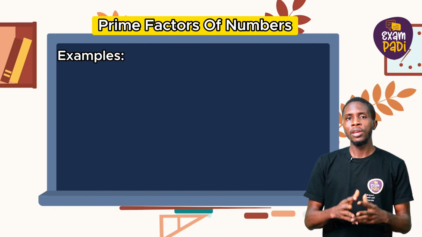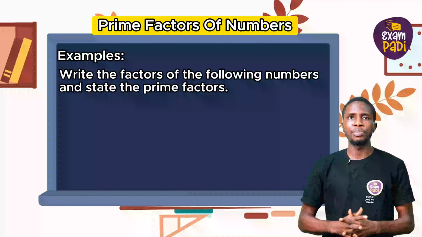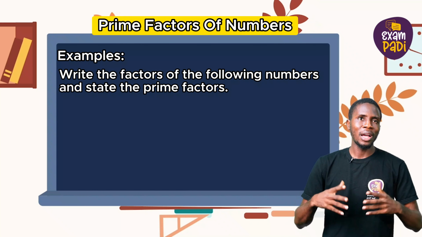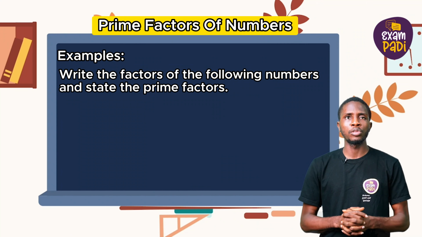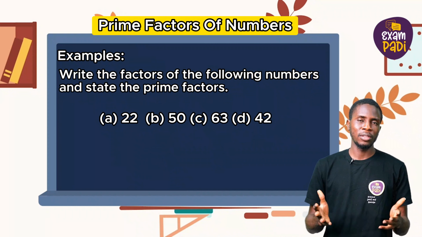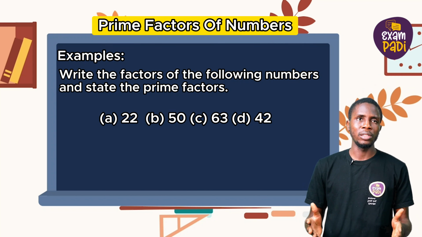Examples: write the factors of the following numbers and state the prime factors. Hence, express each number as a product of its prime factors. A. 22, B. 50, C. 63, and D. 42.